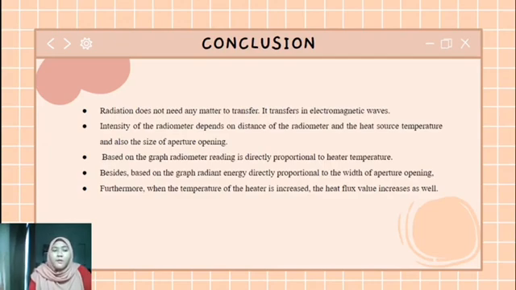Besides, based on the graph of radiant energy versus the width of the aperture opening, the graph is directly proportional. The radiant energy is dependent on the width of the aperture opening. As the width of the aperture opening increases, the radiant energy will increase too. And then, when the temperature of the heater is increased, the heat flux value will increase as well. This is because when the heater temperature rises, the black body emits more radiation.